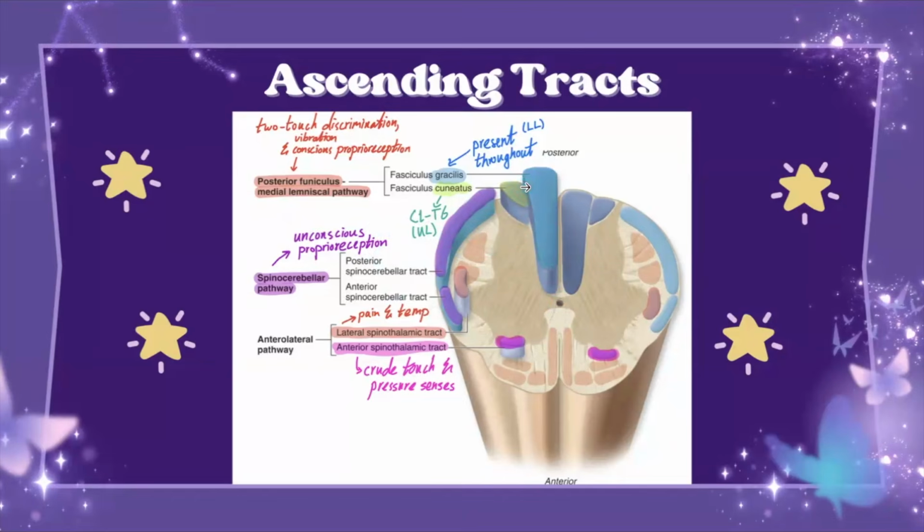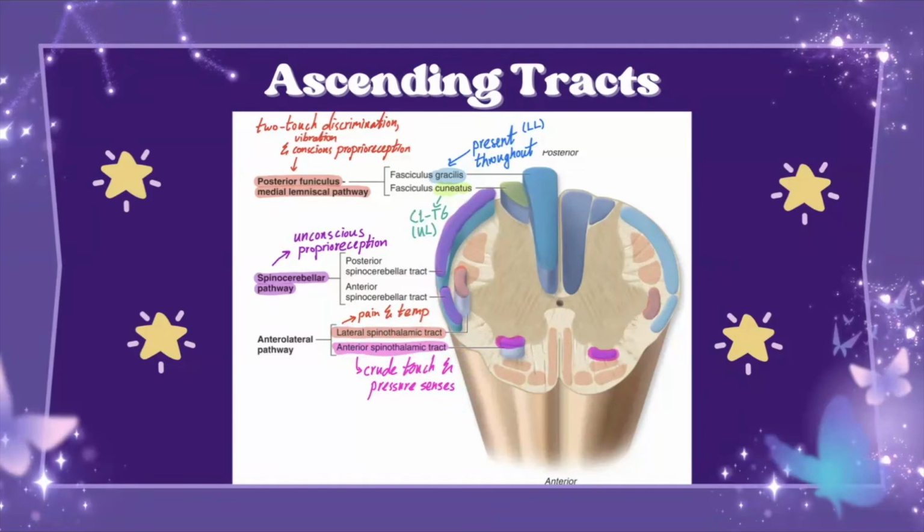Next, what do we have? We want to talk about the spinothalamic tract. The spinothalamic tract is made up of two parts: the lateral spinothalamic tract and the anterior spinothalamic tract. The anterior spinothalamic tract is responsible for crude touch and pressure sensations, whereas the lateral spinothalamic tract is responsible for carrying pain and temperature sensations, okay? From the bottom up, of course.